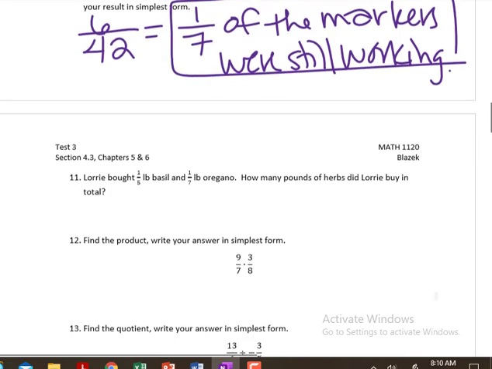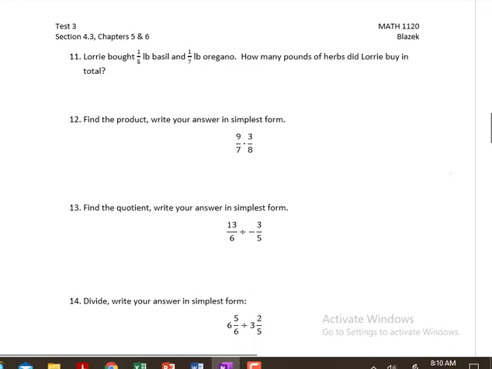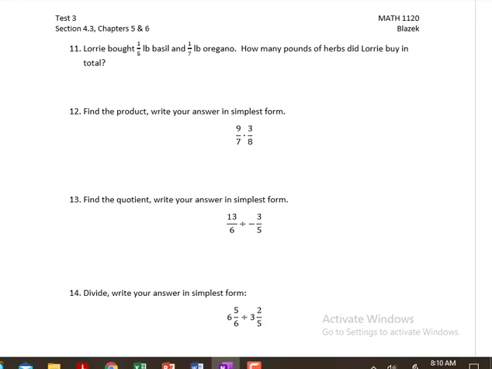Number 11. Lori bought 1/5 pound basil and 1/7 pound of oregano. How many pounds of herbs did Lori buy in total? Well, I would add my 1/5 pound basil to my 1/7 pound oregano.